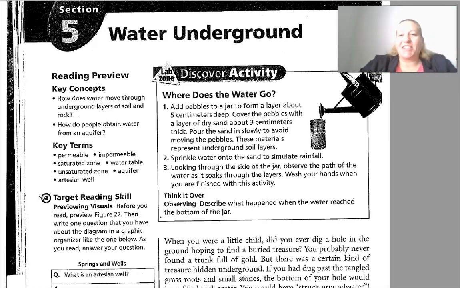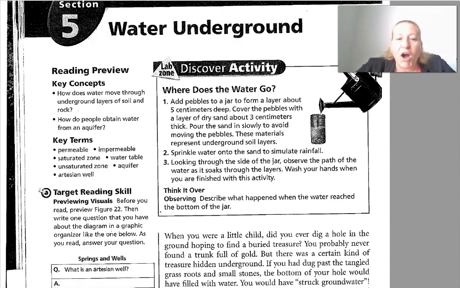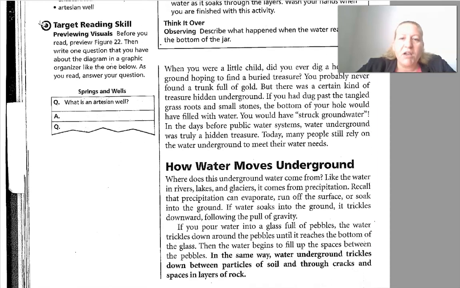Everybody, we're back for section 5, water underground. Today we were looking at how water moves through underground layers of soil and rock, and how people obtain water from an aquifer. All right, here we go.